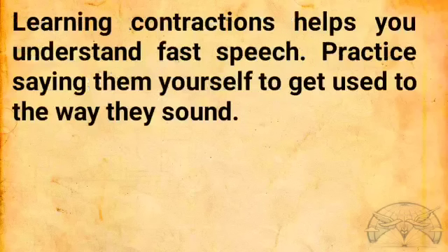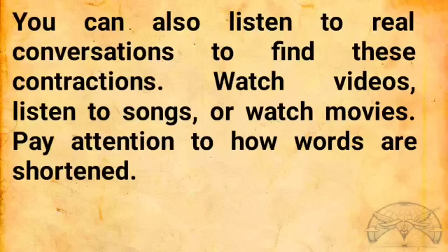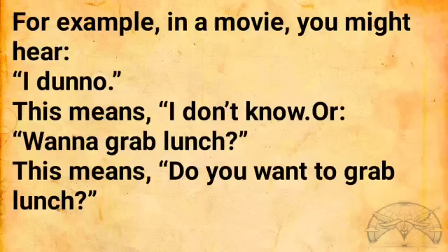Learning contractions helps you understand fast speech. Practice saying them yourself to get used to the way they sound. You can also listen to real conversations to find these contractions. Watch videos, listen to songs, or watch movies. Pay attention to how words are shortened. For example, in a movie, you might hear, "I dunno." This means, "I don't know," or "Wanna grab lunch?" This means, "Want to grab lunch?"